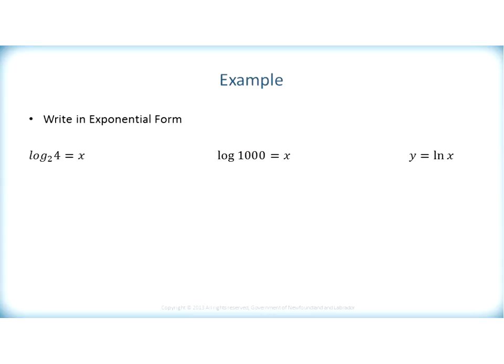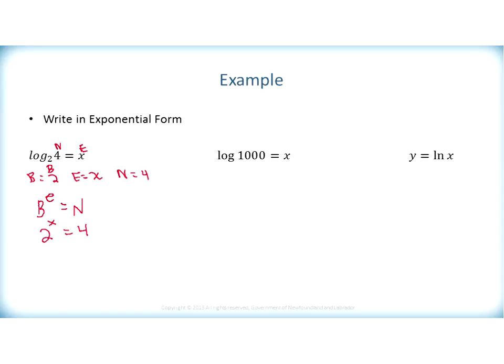So let's have a look at an example. In this case, this is in logarithmic form. The base is equal to 2. The exponent would be x, and the argument, the number, would be 4. Now we're going to put this in exponential form. In exponential form, the base to the power of the exponent is equal to a number. So we have 2 to the power of x is equal to 4.